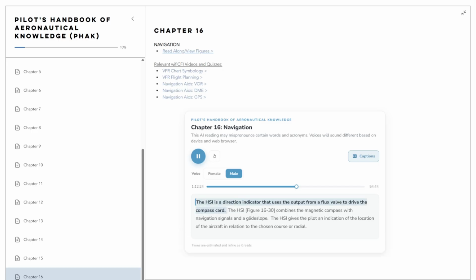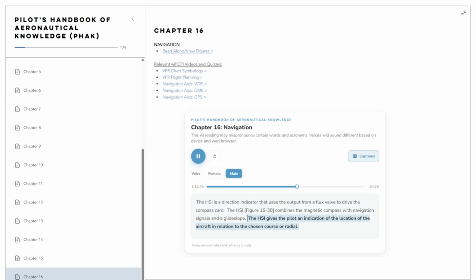The HSI is a direction indicator that uses the output from a flux valve to drive the compass card. The HSI, Figure 16-30, combines the magnetic compass with navigation signals and a glide slope. The HSI gives the pilot an indication of the location of the aircraft in relation to the chosen course or radial.